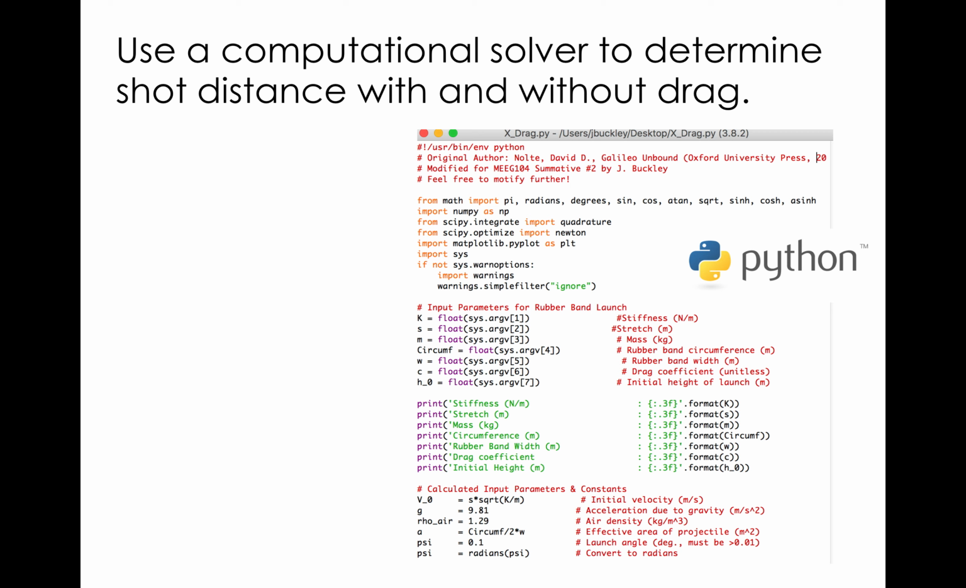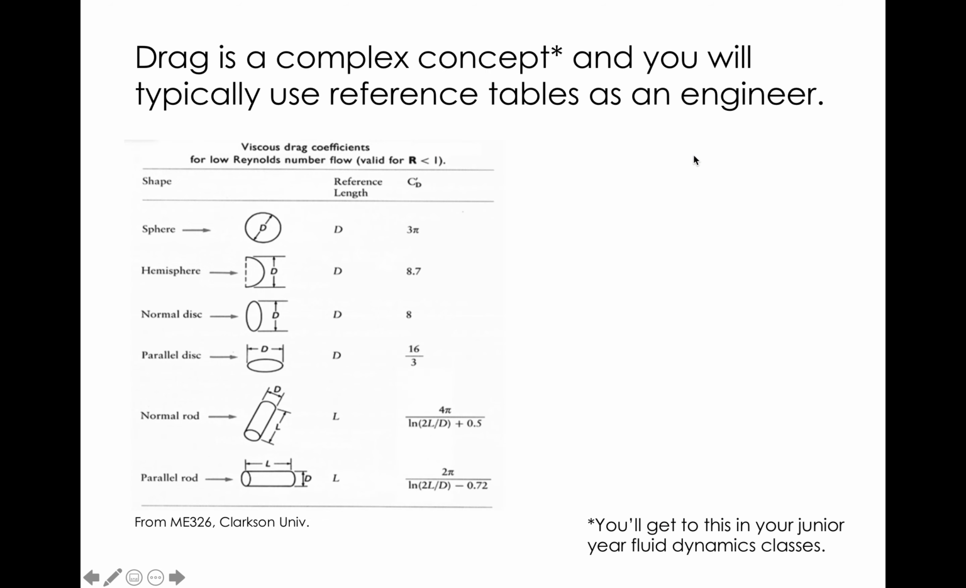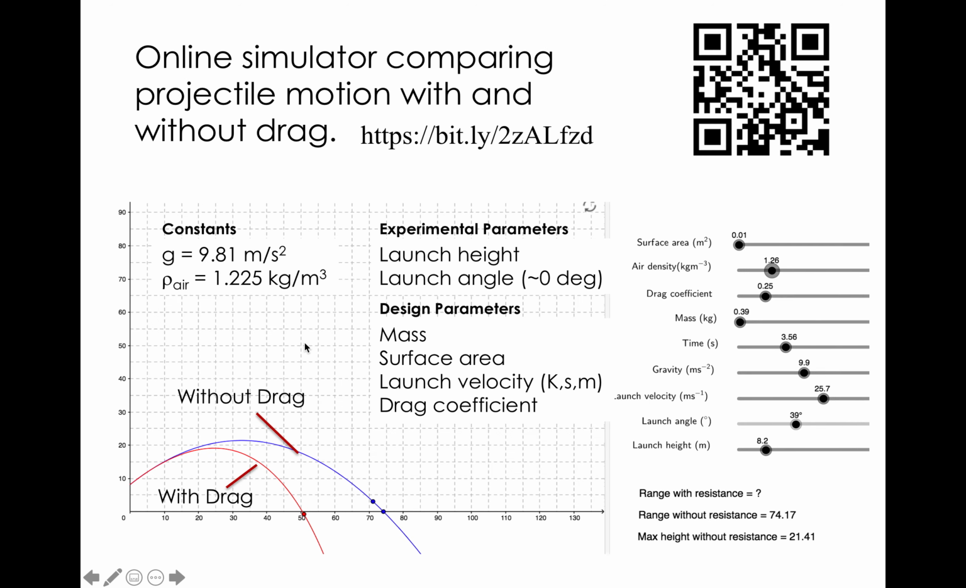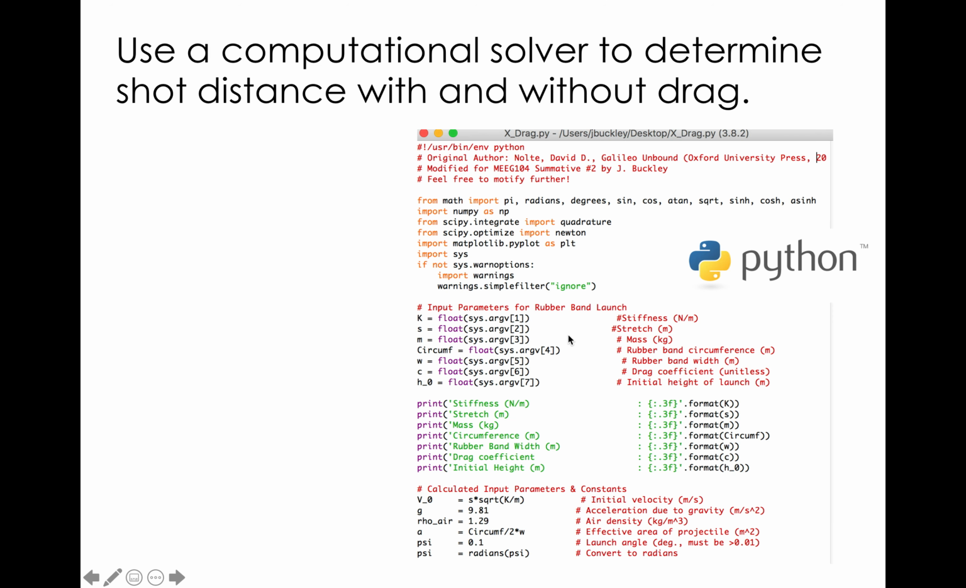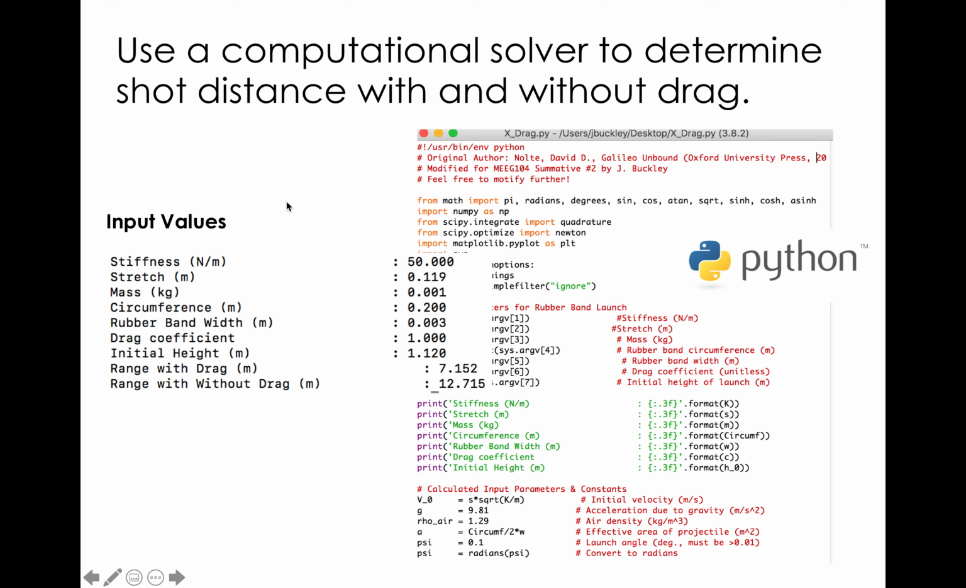What I'm providing to you guys is a computational solver in Python to determine shot distance with and without drag. This is what it looks like. I didn't write this whole thing. I did pull some of this content from the same source that's actually used on this solver here, but I did modify it. All right, and it takes some inputs. So your input values are actually going to be these guys here.